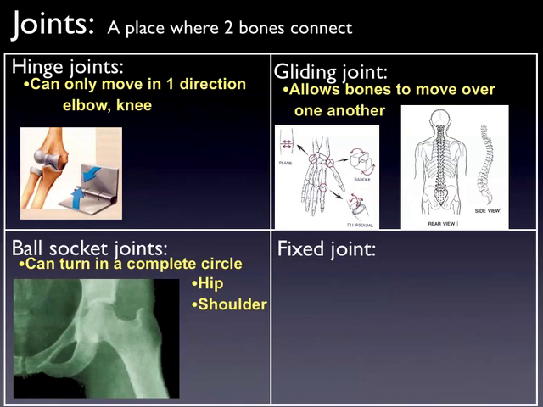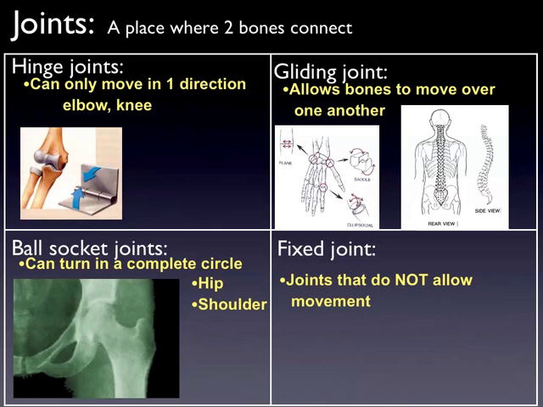All right, our fourth type of joint is something called a fixed joint. A fixed joint is one in which bones are fused together and they don't actually move. So fixed joints are bones that are just fused together.